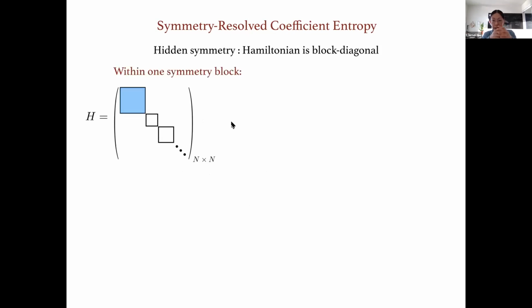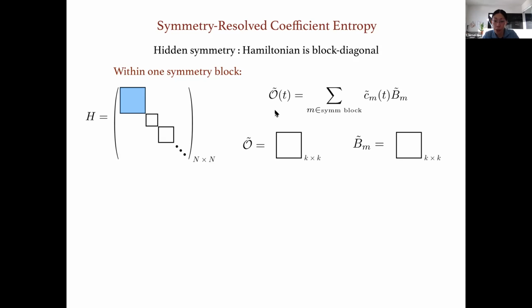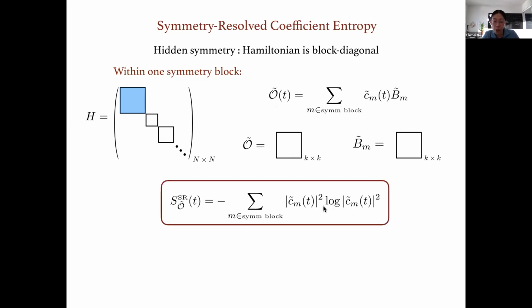And what we need to do is not to consider the dynamics within the entire matrix, but instead we should zoom in to one symmetry block. We should mod out the symmetry and just look at one symmetry block. And we can study operator dynamics and operator coefficient entropy within that symmetry block. So for instance, I can do the expansion of an operator, this operator of smaller size, using basis operators of a smaller size, and I can get the coefficients and the coefficient entropy just constrained to that one symmetry block. So this is the symmetry-resolved coefficient entropy.